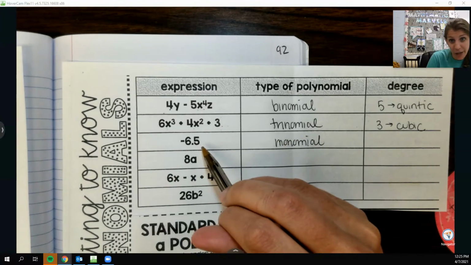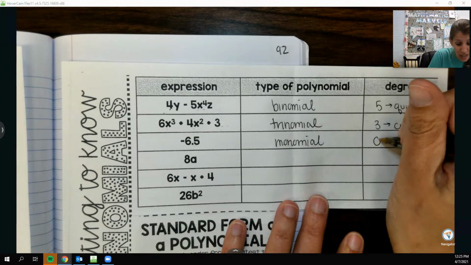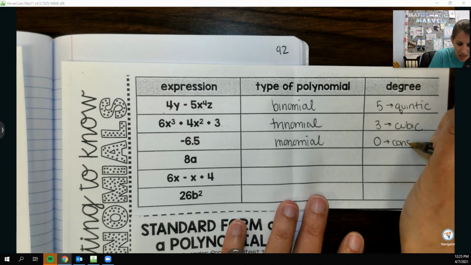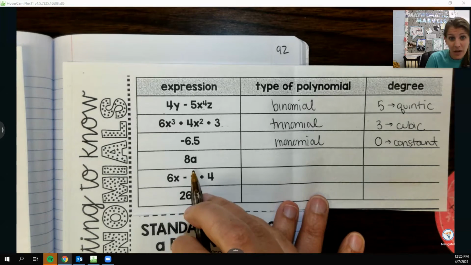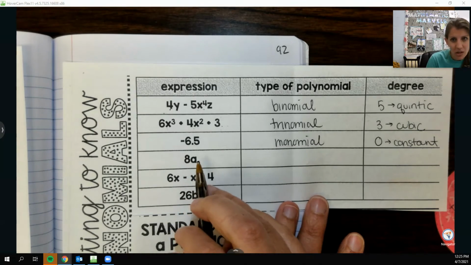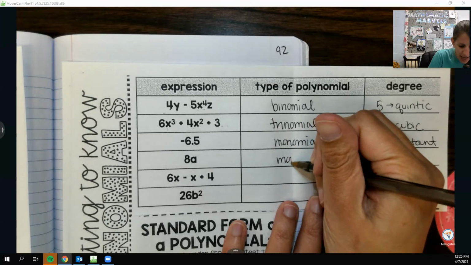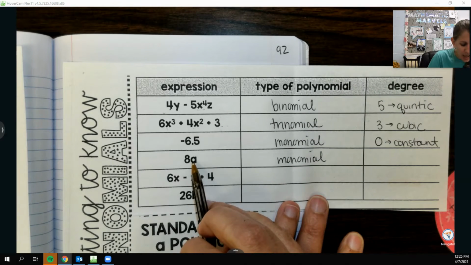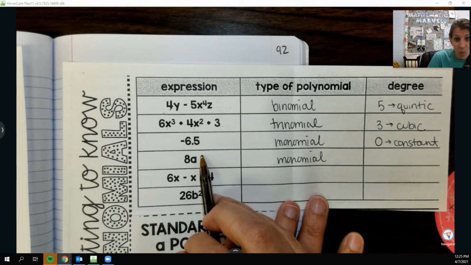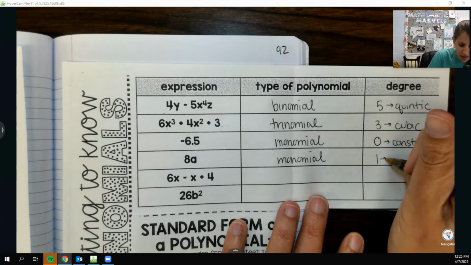It has no variable, so the degree is 0, which is a constant. This is also a monomial because there's just one single term there. However, since it has a variable, it does have a degree of 1, which is linear.